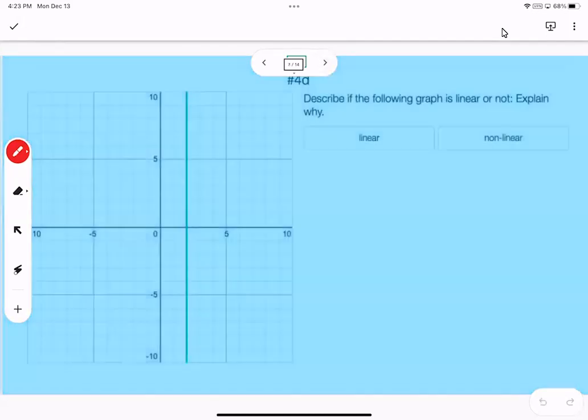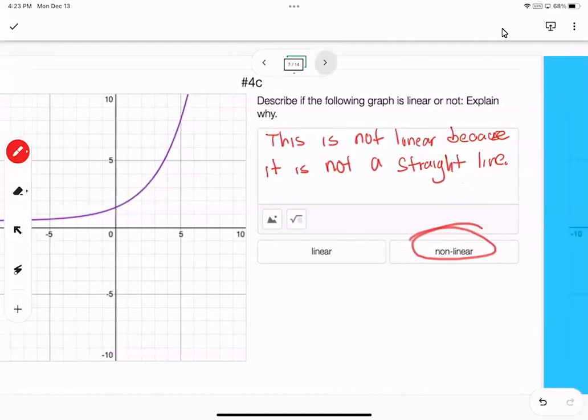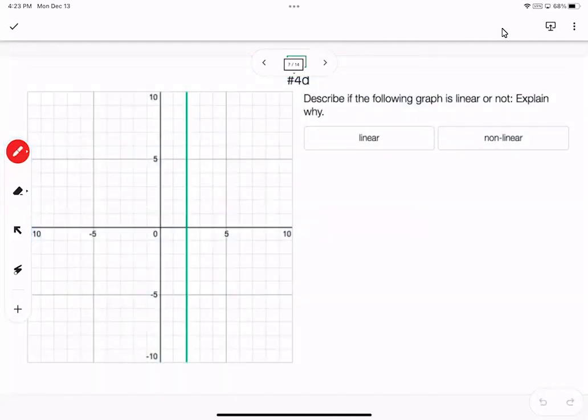Next. Oh, so this was not linear. We're at 4D. Describe if the following graph is linear or not. So we talked about this one today. Now from this one, it looks like it's a straight line. I'll write in green. This is a straight line.